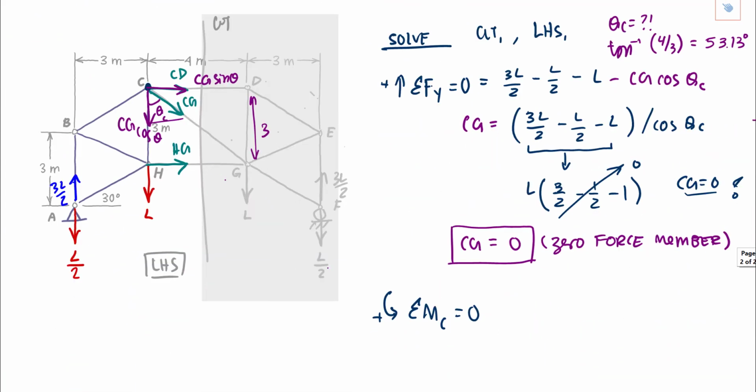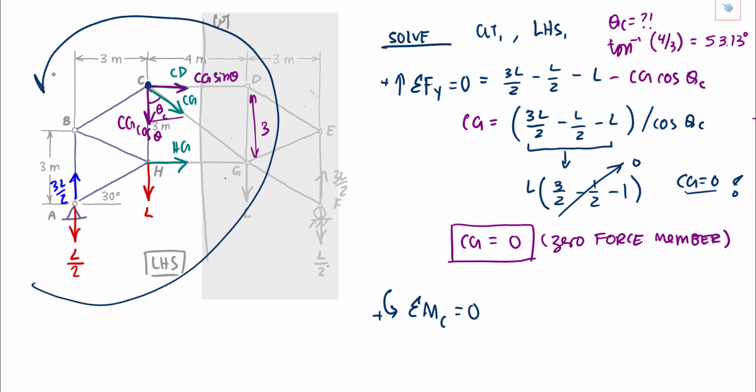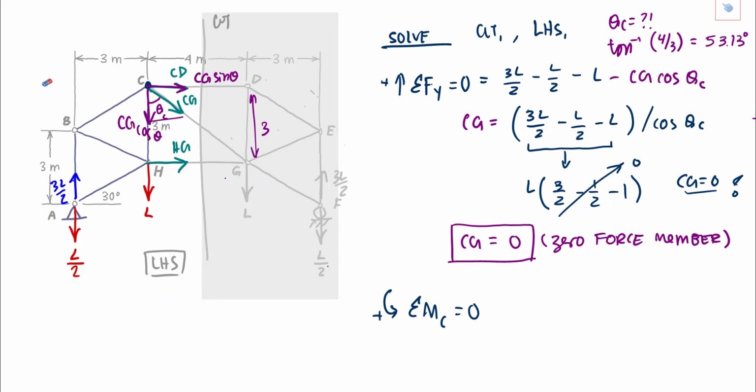So let's take a look at that one. I'm taking a moment about C. I'm going to first start with A and go across joint C that way. So what do I get? L over 2 and 3L over 2 will share the same effective length, so I'll put those together. 3L over 2 minus L over 2, multiplied by the distance from A to C, and it's that perpendicular distance.